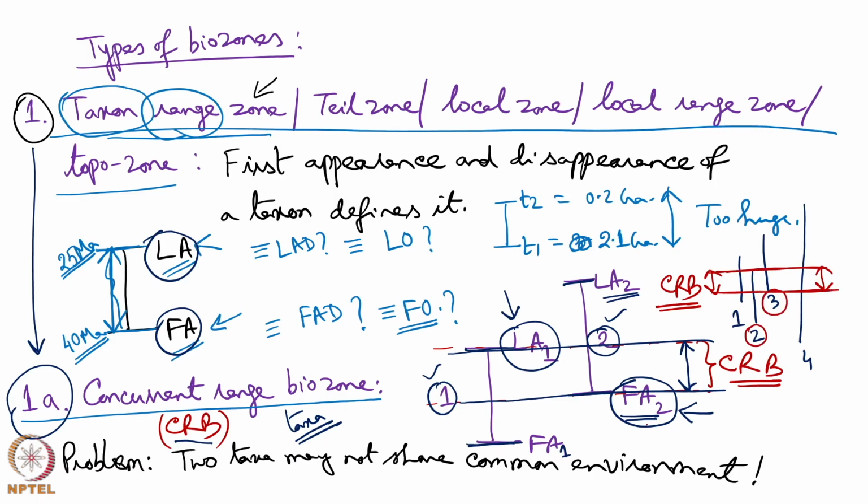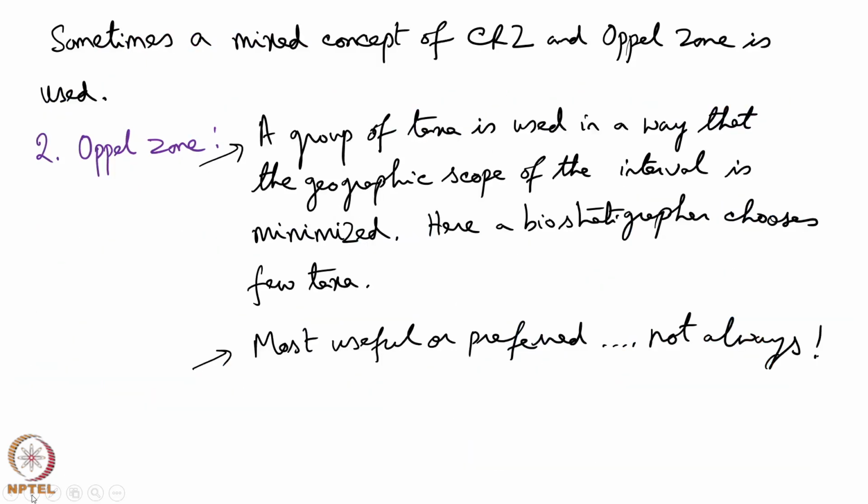And it looks like set theory operation. A and B are the two sets, then A intersection B is found out. So, this intersection operation can be compared with the definition of the concurrent range biozone. And sometimes a mixed concept of concurrent range zone and opal zone is used. This is a new term and let us see what is an opal zone.